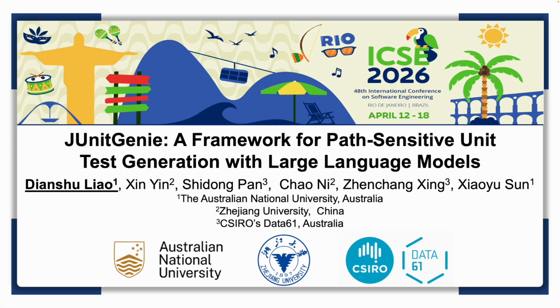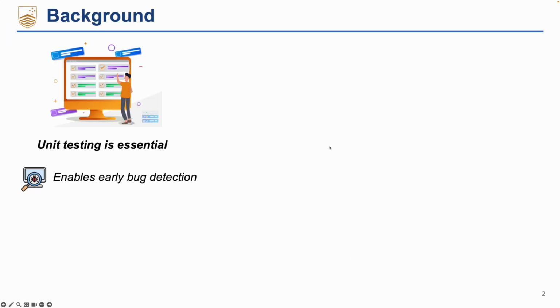Today I'm very happy to present our paper titled JUnitGenie, a framework for path-sensitive unit test generation with large language models. So let's start from the background.